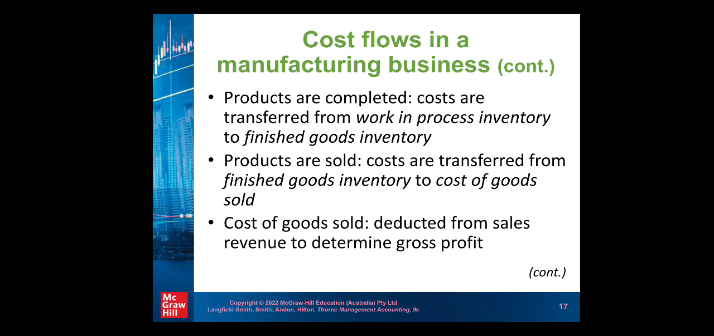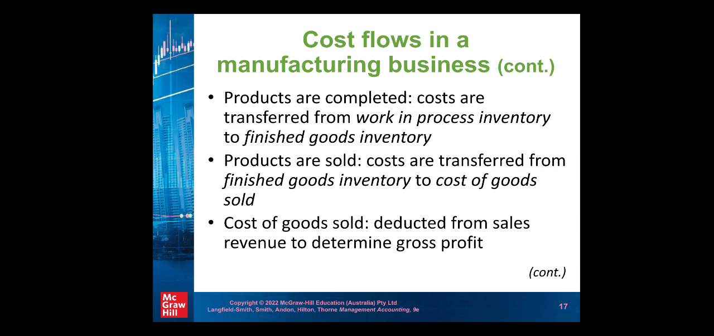Okay, the next point is, see here, the first point in this slide is when you have completed your production process, the thing that you have to do is costs are transferred from the work in process inventory account to the finished goods inventory account. So the cost will jump from raw material inventory account to the work in process inventory account, and then when the production process is completed, you transfer the cost from the work in process inventory account to the finished goods inventory account.